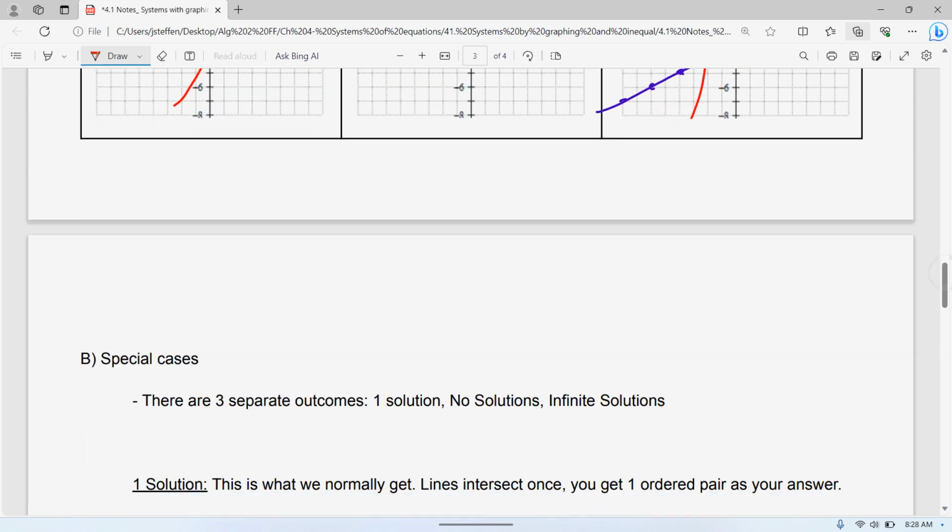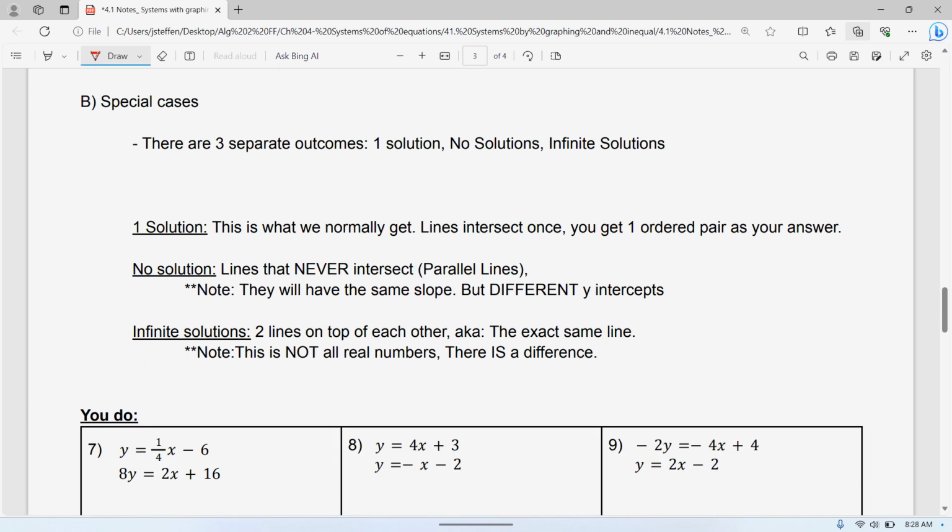All right, moving on. So we're going to do some of these special cases. Talked about this a lot for some of these other problems. So there's 3 separate outcomes. And I will say out of these 3 outcomes, really only 2 are special cases. The 3 outcomes are you either have one solution, no solution, or infinitely many solutions.